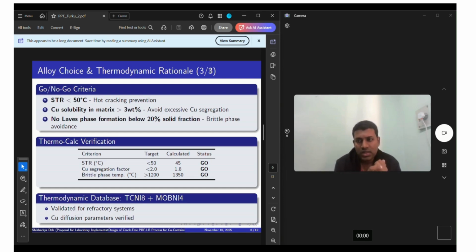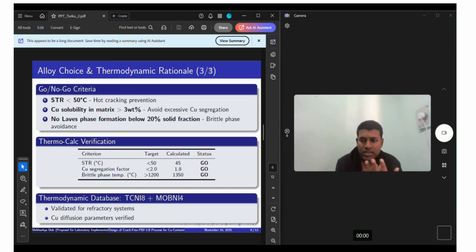thermal stresses. Next comes no brittle phases below 20% solid fraction. Why the 20% threshold? Because it forms a continuous network through the microstructure, creates easy crack propagation paths, and significantly reduces the ductility.